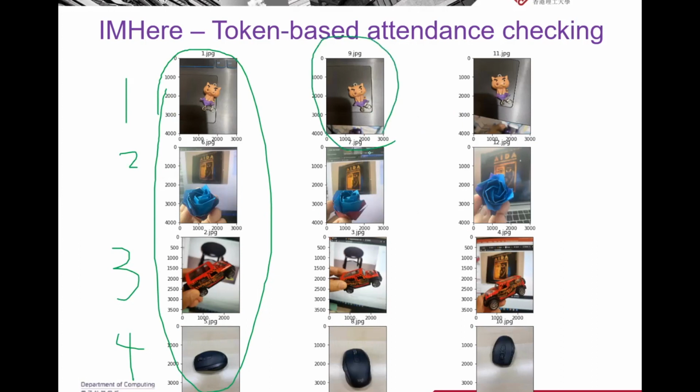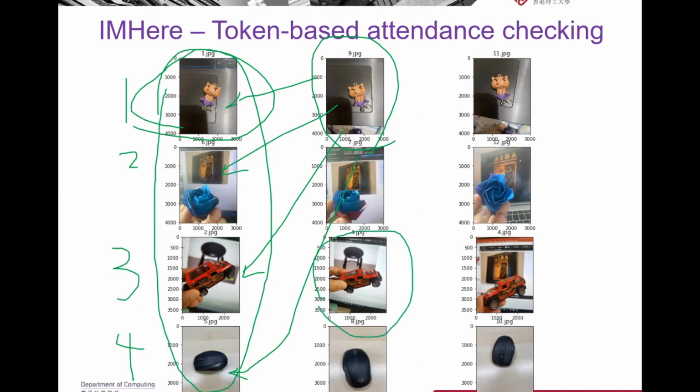If student 1 uploaded this, it will be compared back to those registered images to see what is the most similar one. And it turns out it will be this one, which means the identity of the one who uploaded that token is student 1, right? You can do the same if the student uploaded this one. After comparison, the algorithm will figure out student 3 is the most possible identity for the uploader, right?